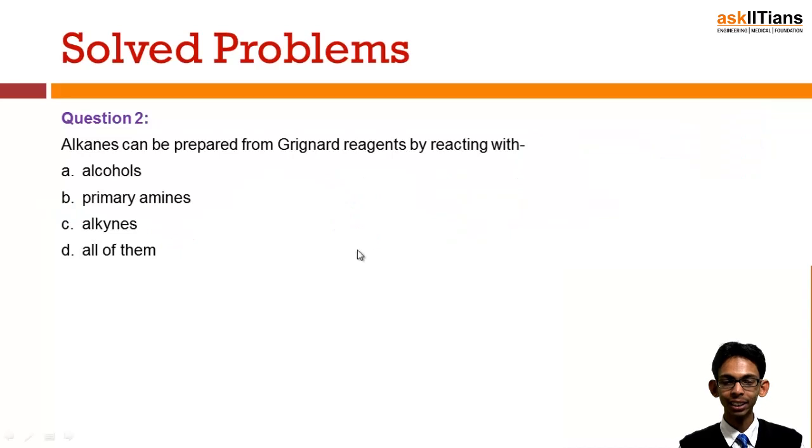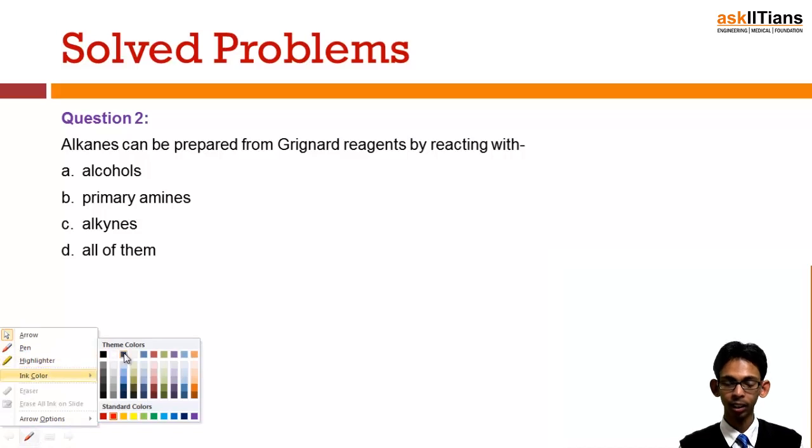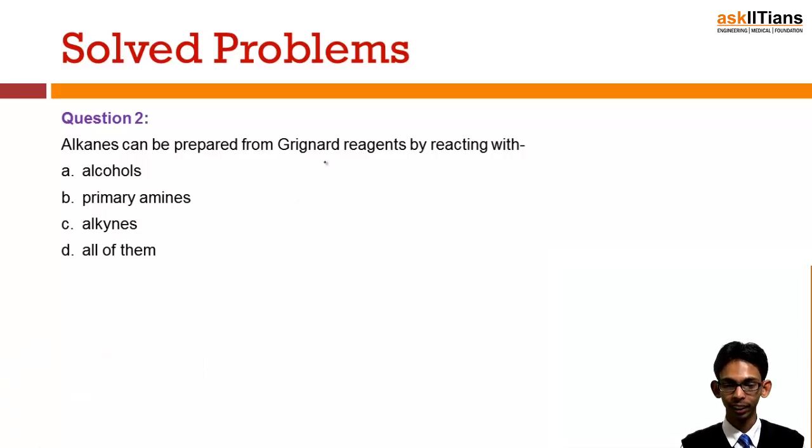Next question is, alkanes can be prepared from Grignard reagent by reacting with. Now recall, I just told you that a Grignard reagent, when reacted with a compound containing active hydrogen. Active hydrogen means a compound in which hydrogen is attached to oxygen, fluorine, nitrogen or a triple bond. So all these are active hydrogens. And when Grignard reagent is reacted with a compound containing active hydrogen, it results in the formation of alkanes.